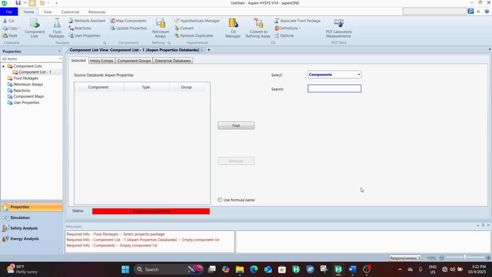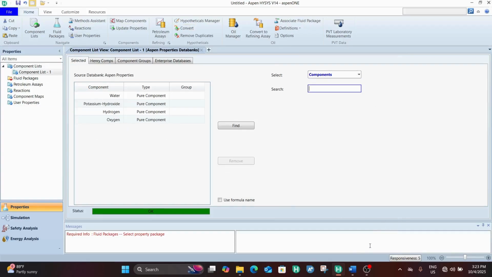And for our components, we're going to be working with water, potassium hydroxide, hydrogen gas, oxygen gas, good. With this, we have successfully created our component list.